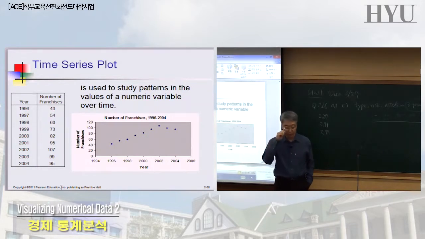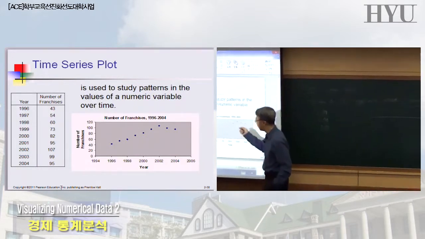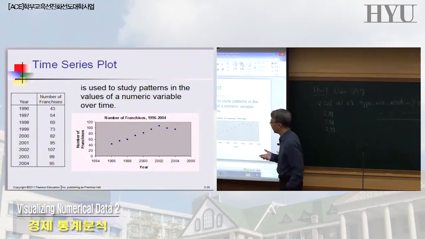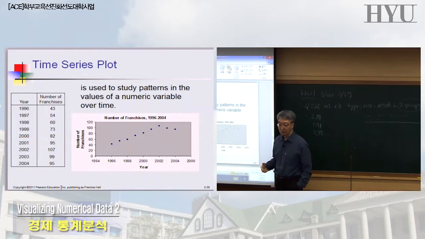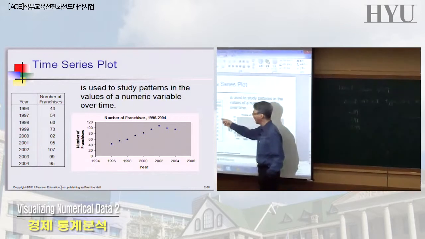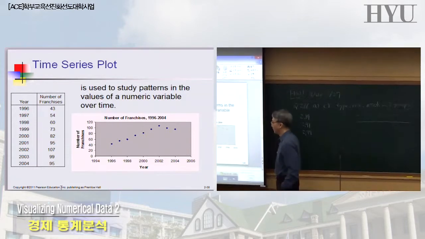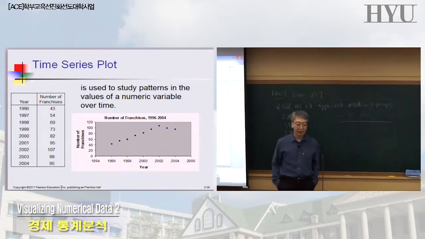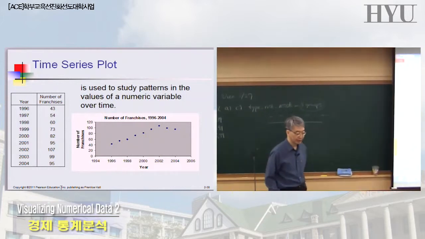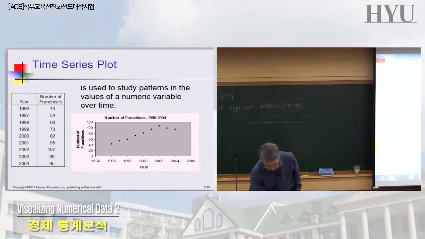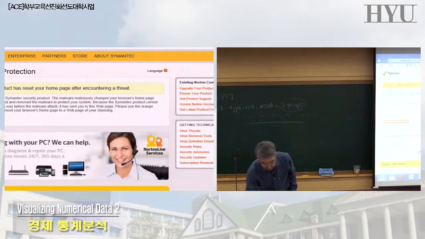So you can imagine many different examples here. Number of franchises, for certain, it could be McDonald's or Kentucky Fried Chicken or 두 마리 chicken, something like that. So over the years, what happened to the number of franchises? But you can also think about stock prices. What happened to stock prices, the Dow Jones Industrial Average? That's one very good example of a time series plot.